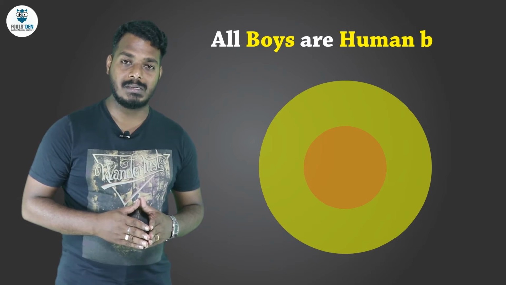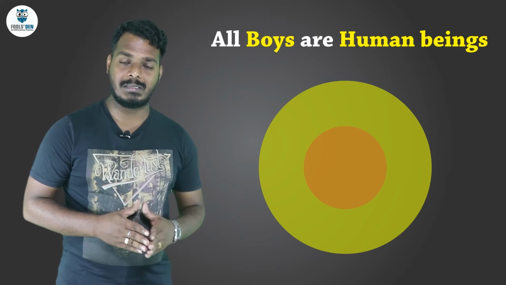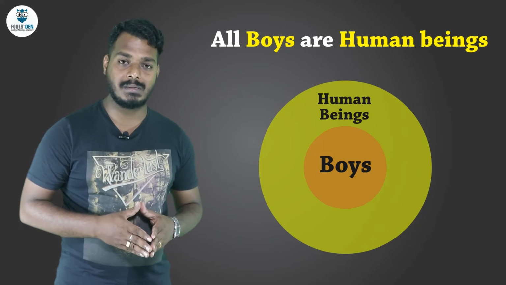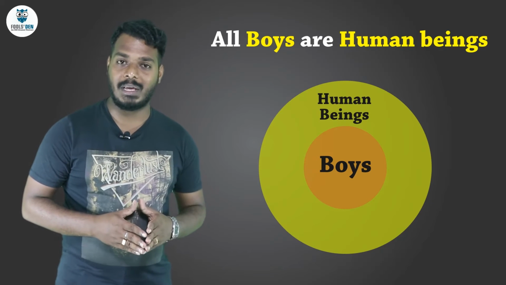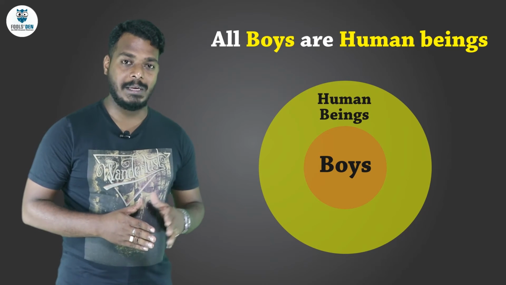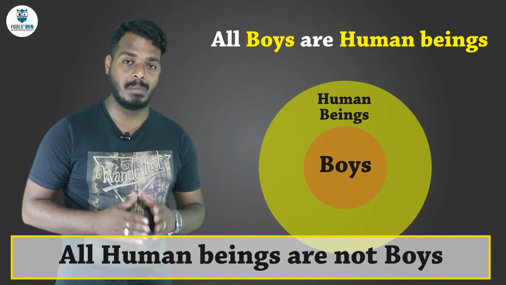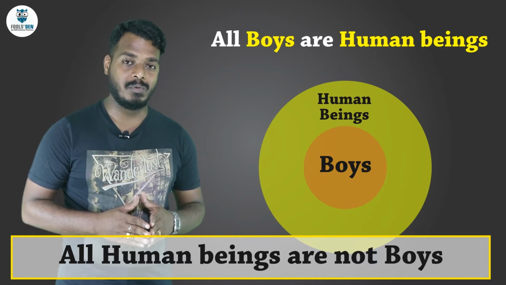Similarly, say I take another example. If I say that all boys are human beings, it will be represented something like this. The set representing boys would come inside the set that represents human beings. But there is something worth noting here. All boys are human beings, but all human beings are not boys. Please remember that. And that can be proved something like this.